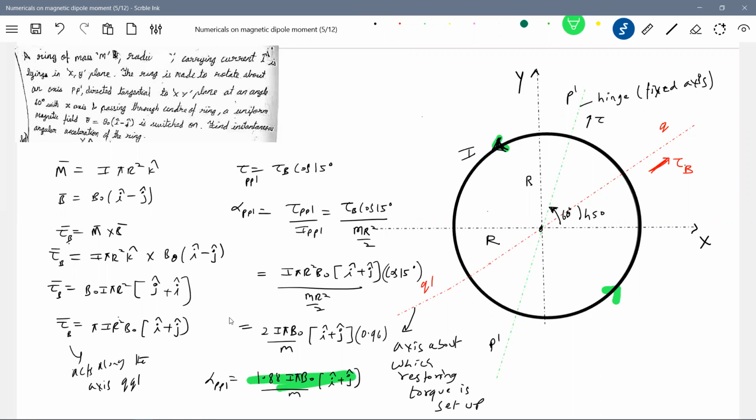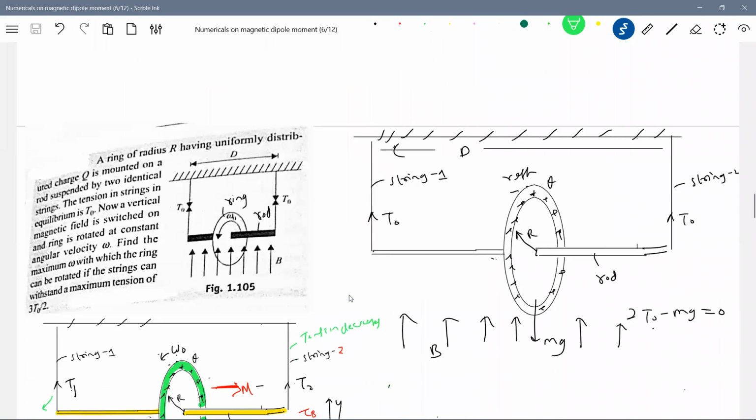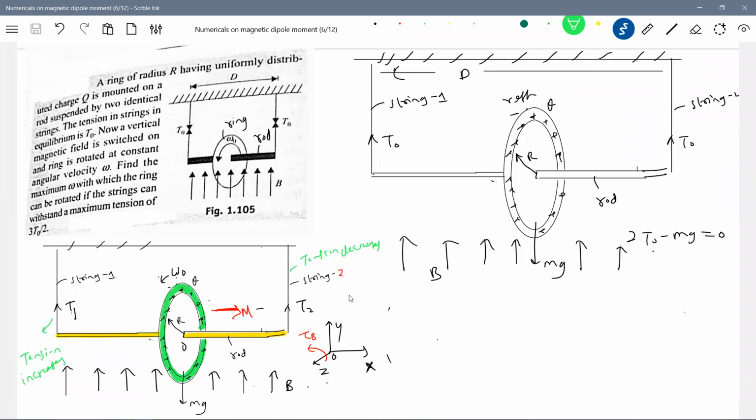So now these are practical application problems. If you want it to rotate about some other axis, take the component of dipole moment torque set up about the axis about which the loop is hinged. I will take the next problem. This is definitely the best problem for a student.